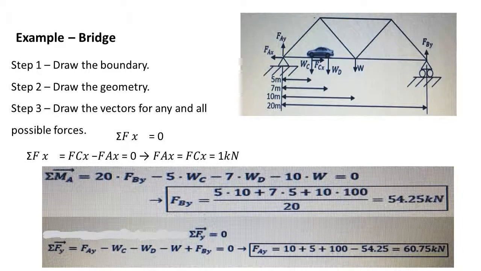and WD is 5 kilonewton, and the weight of the bridge is 100 kilonewton, and my friction force would be 1 kilonewton. So first we're going to draw the free body diagram.